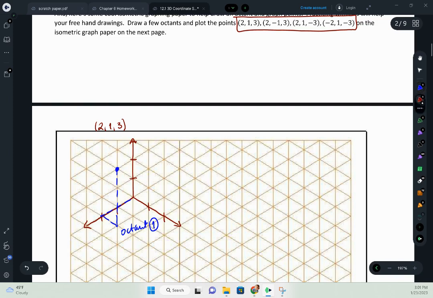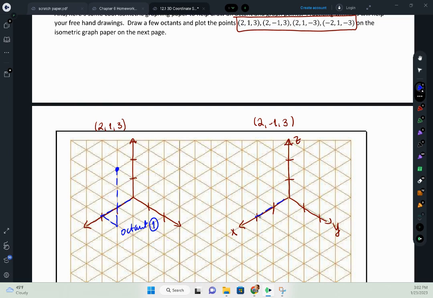Okay, the next point is (2, -1, 3). So again, I will draw my XYZ octant, and I will put in my tick marks. And then I'll get to work. Again, we're going to go out 2 units by X. That didn't change. Now, instead of going to the right by 1, I have a negative 1 here for Y.